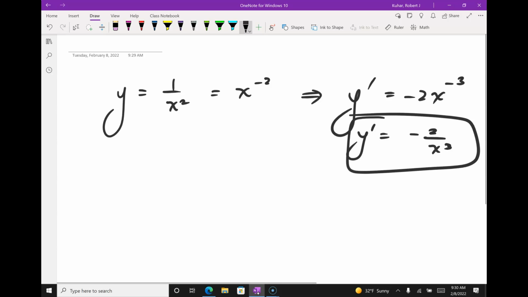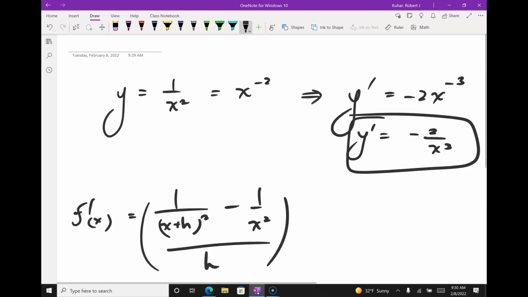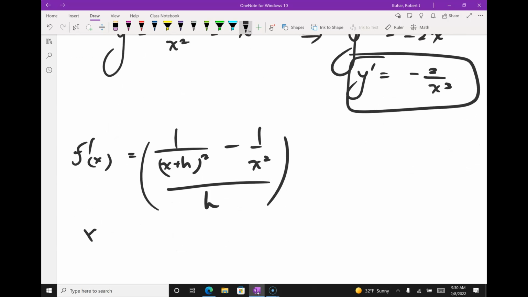Good. Let's do it the long way. F prime of x is 1 over x plus h quantity squared minus 1 over x squared, all divided by h. And I'm going to work on this thing separately. I'm going to call it star. If you remember, I said there's times when you want to get rid of the parentheses. This is one of the times you don't.